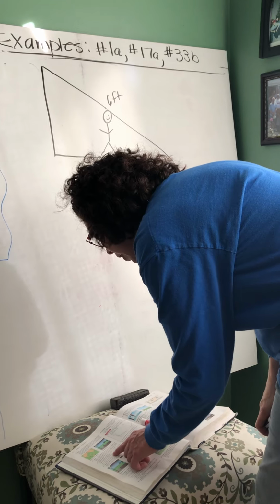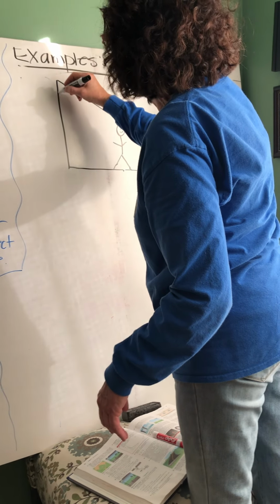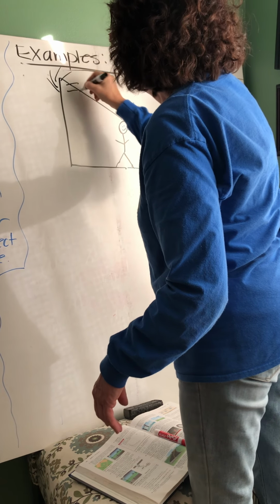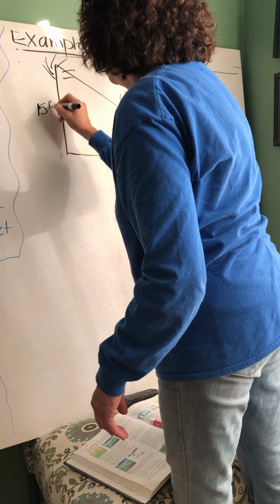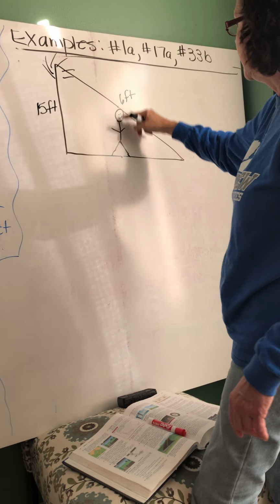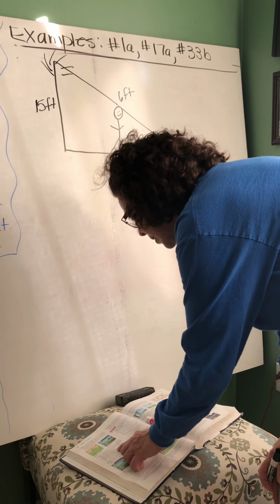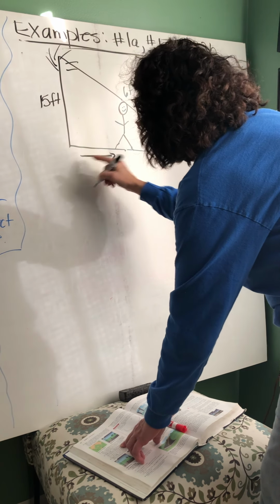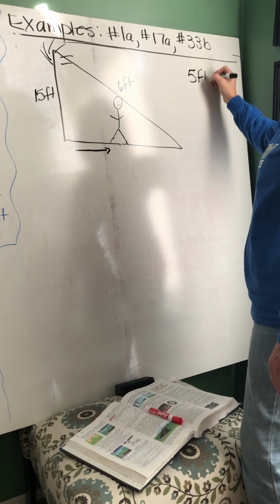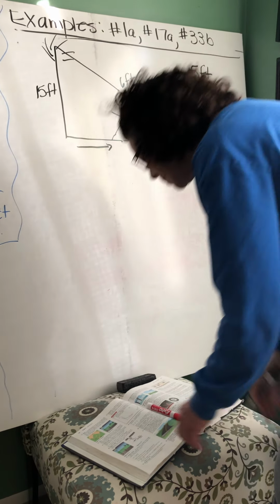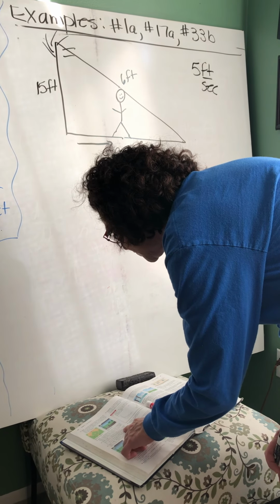A man 6 feet tall walks at a rate of 5 feet per second away from a light. So here's a light that is 15 feet above the ground. So this light is 15 feet, this man is 6 feet. I'm gonna go back. A man 6 feet tall walks at a rate, okay, so he's walking, of 5 feet per second away from a light. Got the arrow. That is 15 feet above the ground.